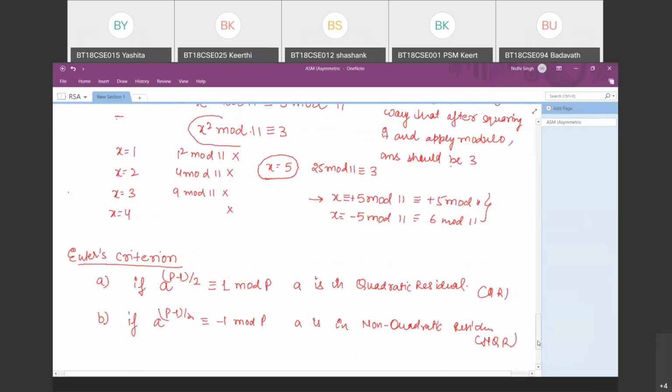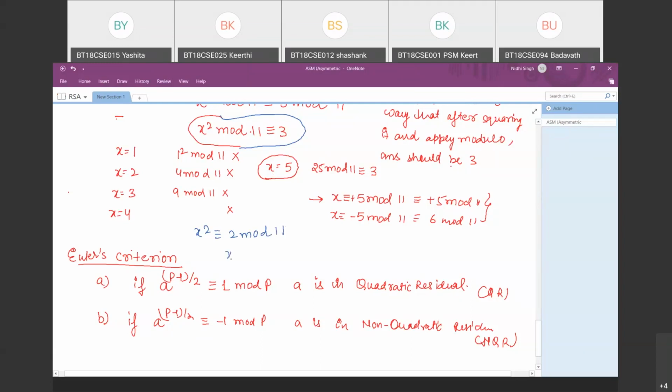So what is the quadratic residue set and what is the non-quadratic residue set? For this type of equation, x square congruent to 3 mod 11, a solution exists. But what about this case: x square congruent to 2 mod 11?